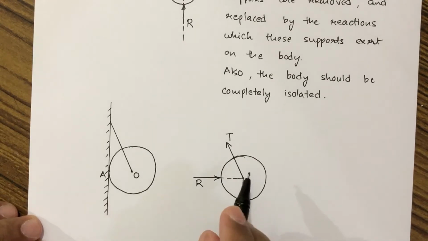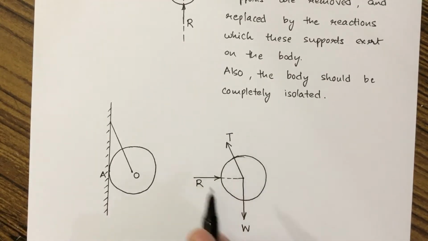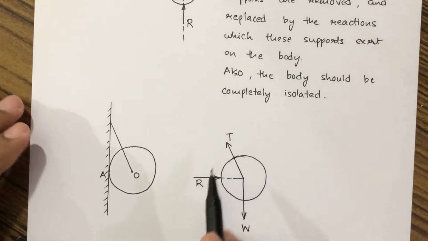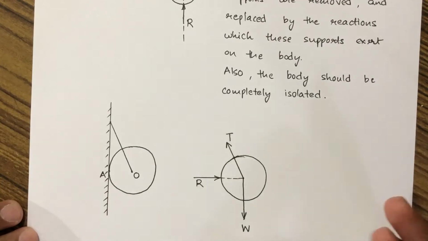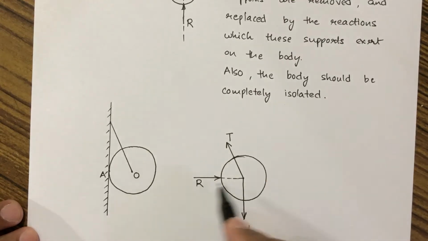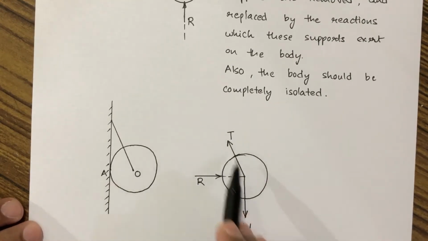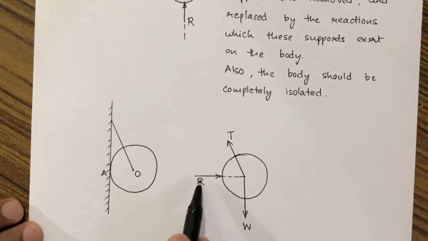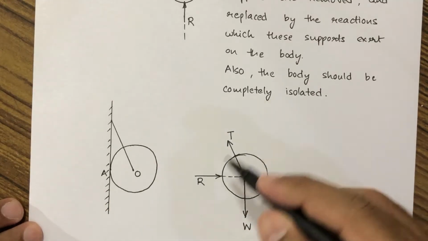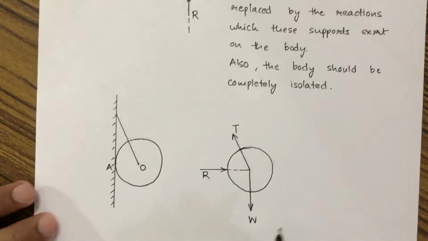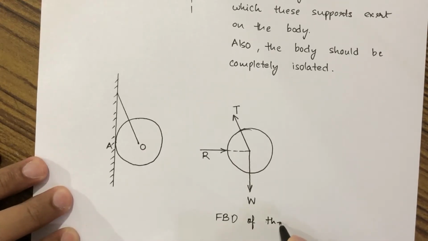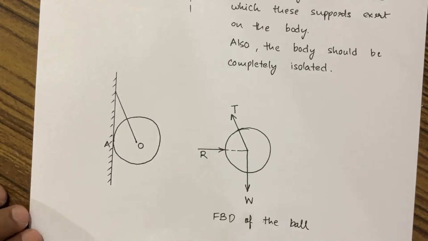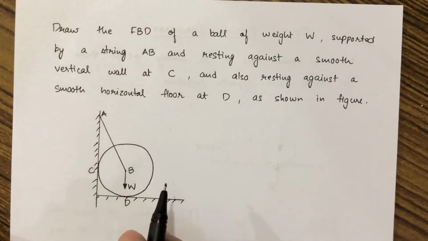Okay. So these are the three forces that will act on the ball. First, what we did, we completely isolated the ball. Then we replaced the support by these reactions. We replaced this string by this tension force, we replaced this wall by this normal reaction, and also the weight of the ball would also act on it. So this is the FBD of the ball. Clear? Let us take another example.